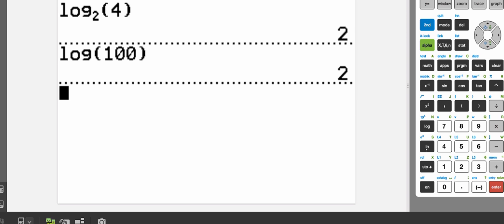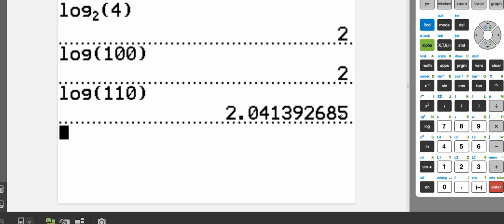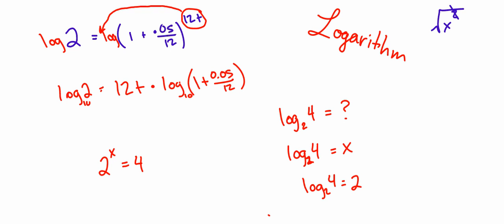And it gets a lot harder when you're like, what power do I have to raise 10 to get 110? That's a really hard question. It's a number bigger than 2, way smaller than 3, so closer to 2, but what is it? Boom, your calculator is capable of telling you that.